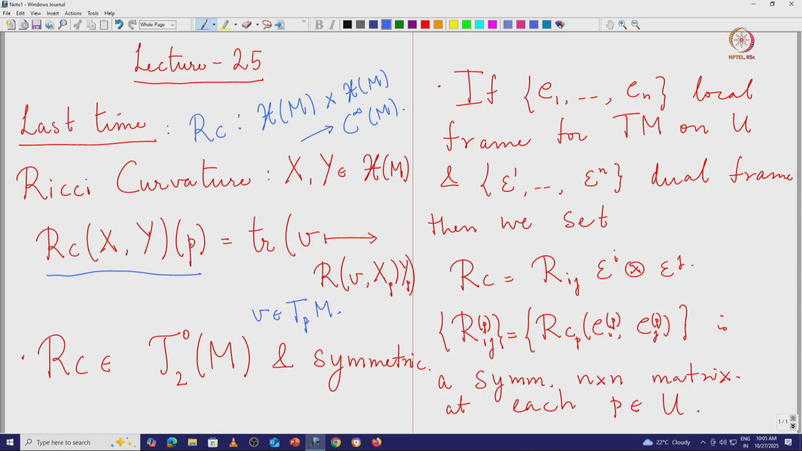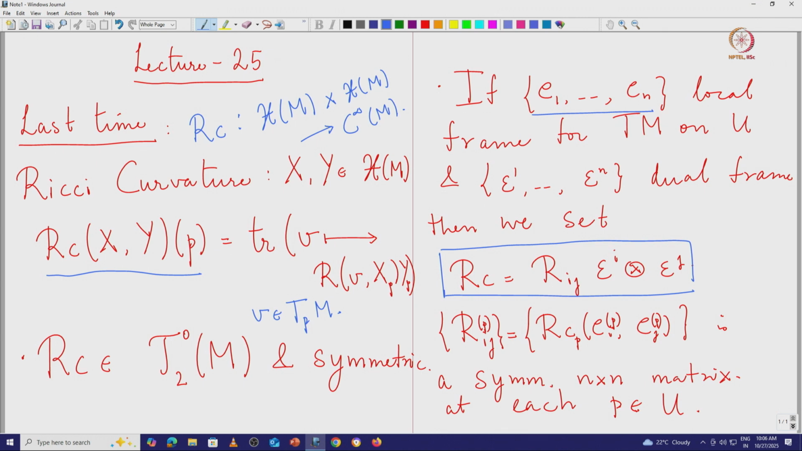Now one can choose a local frame, which I denote as usual by E1 to En, for the tangent bundle on some open set U, and suppose epsilon 1 up to epsilon n is the dual frame. Then as a tensor we can write the Ricci curvature as simply Rij times epsilon i tensored with epsilon j, where the collection of all these Rij's as i and j vary is a symmetric n cross n matrix for every point P in U, right.